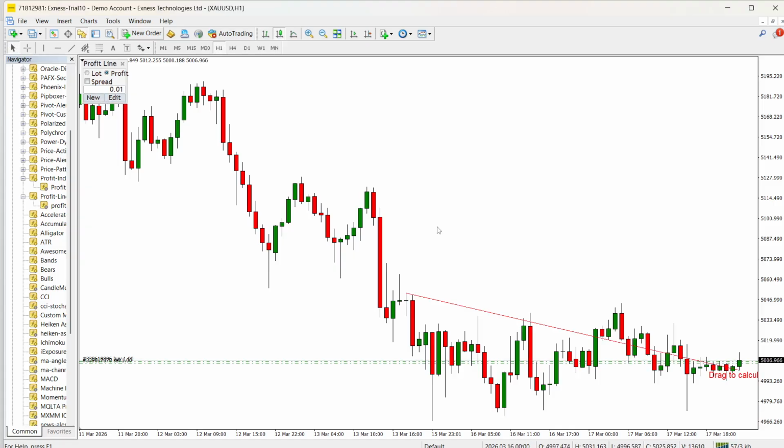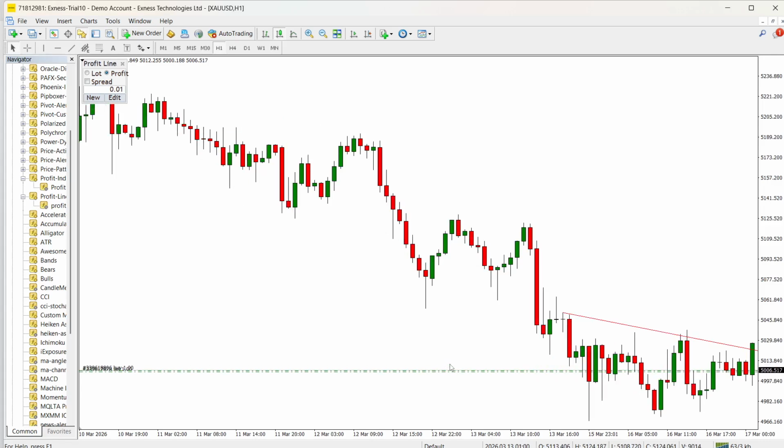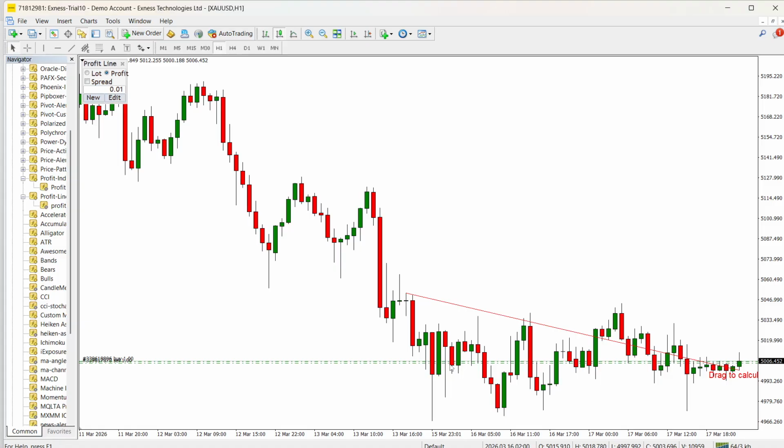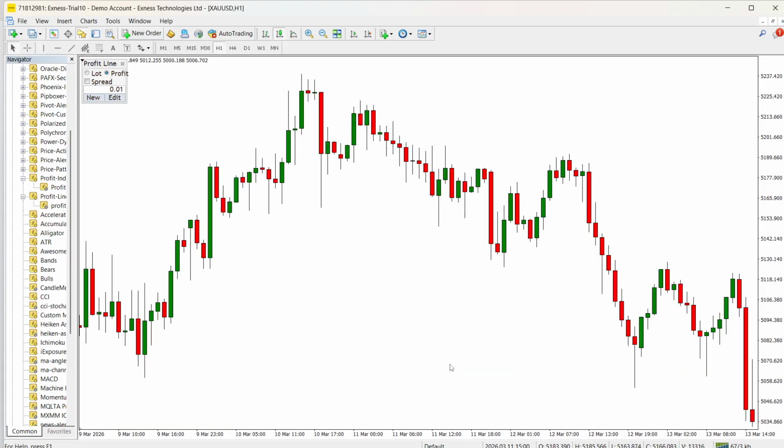As you can see, the profit line indicator draws a horizontal line on the MT4 chart that represents a specific profit target level relative to an entry point or an entry price. This line gives traders a clear visual reference for where their trade needs to reach in order to achieve a defined profit level. Some versions also draw corresponding stop loss lines, creating a visual trade structure on the chart. The presence of these lines makes the risk-reward relationship of a planned trade immediately visible.